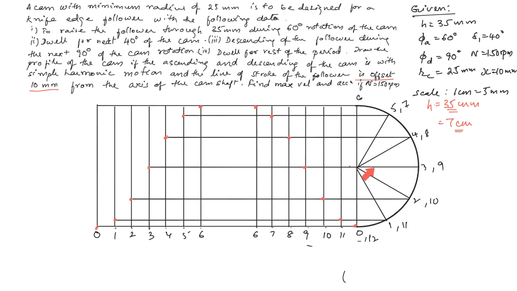This is 3 and 9. So it intersects 9 here and 3 here. This is 4, 8. So it intersects the 8th line here and the 4th line here. And here we have 5, 7. So it intersects here the 7th line, and the 5th vertical line here. So now we join these points using a smooth curve. So this will be the displacement diagram for ascent of the follower.